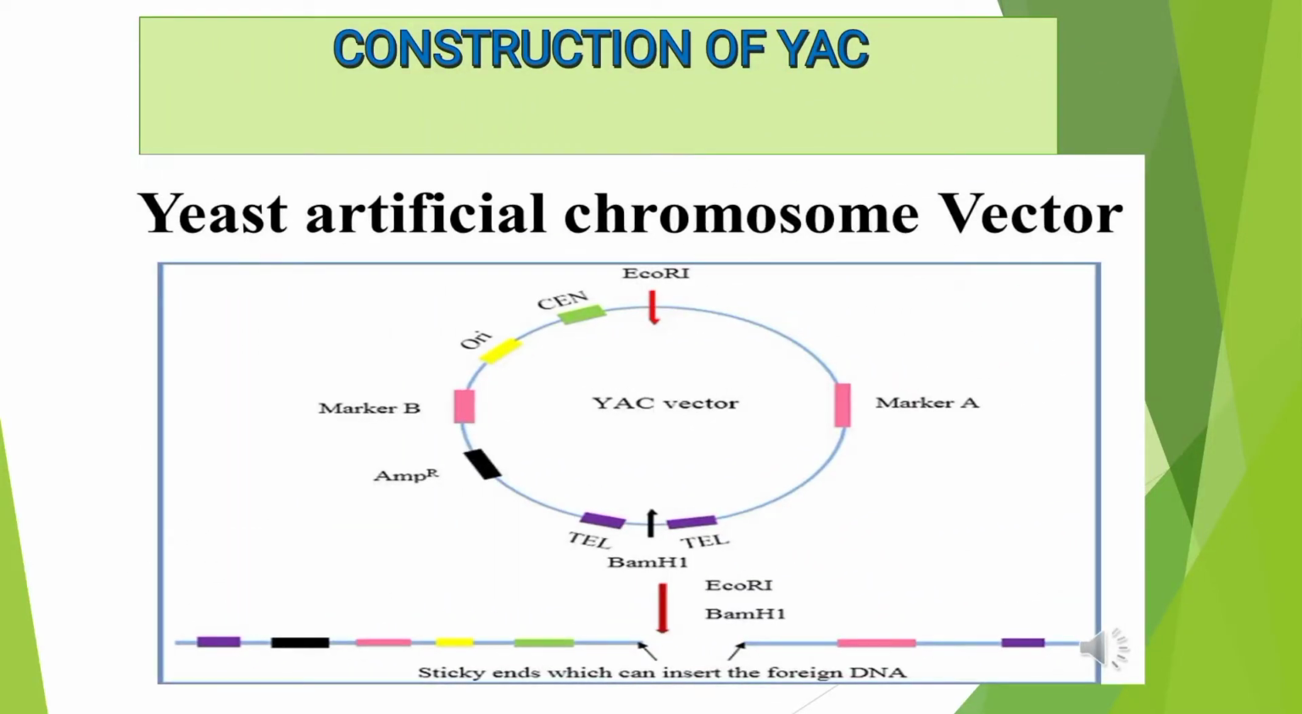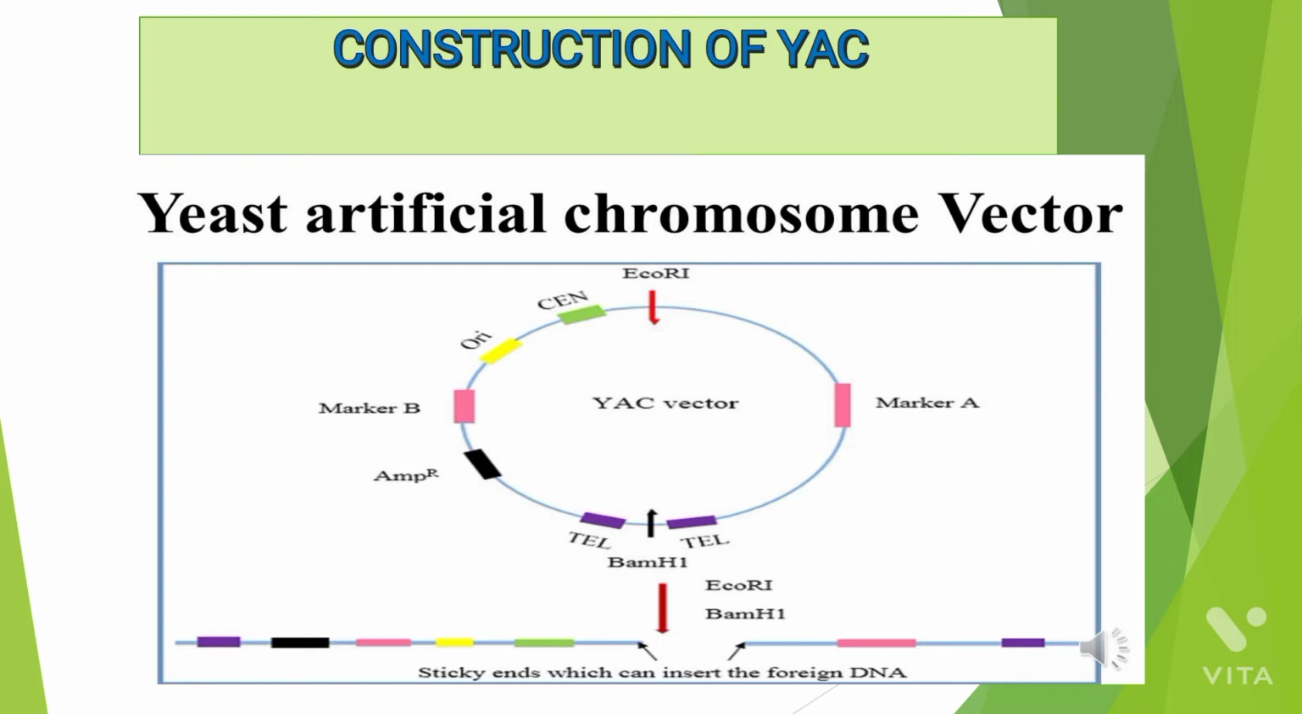This is how the YAC is being constructed. These are the two restriction sites, one for EcoRI and another for BamHI. EcoRI is going to digest and cut from here, and BamHI is going to come here, digest this and make a cut.